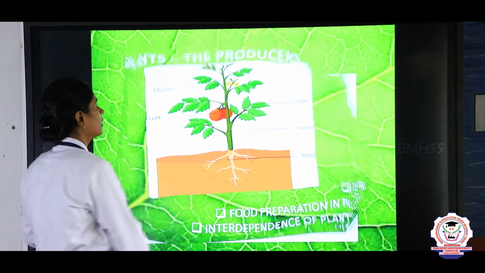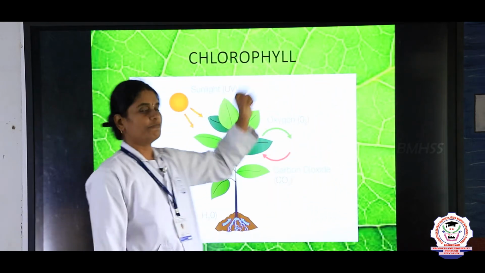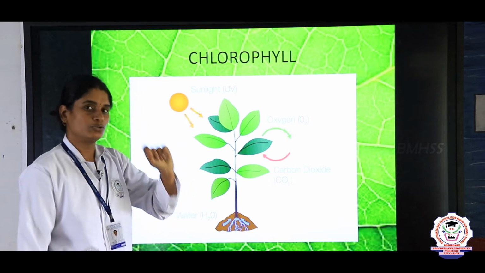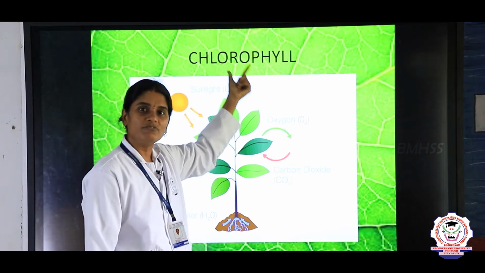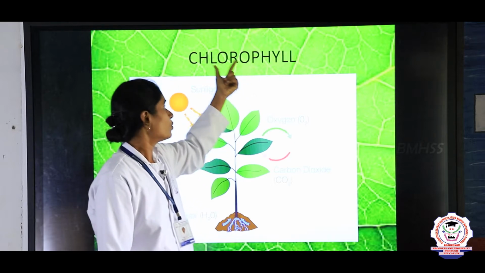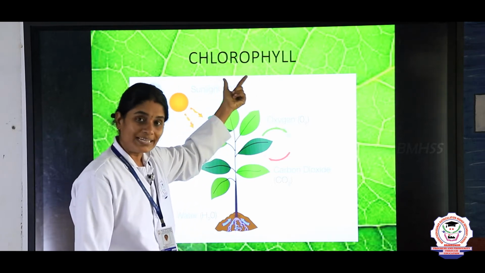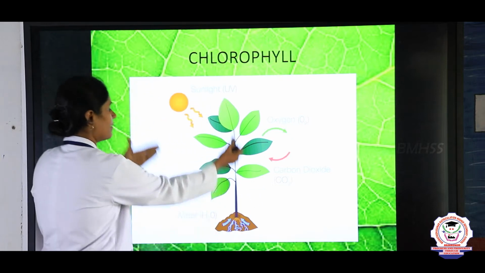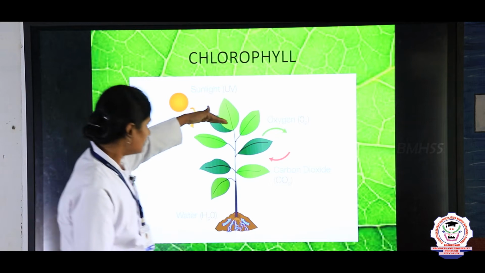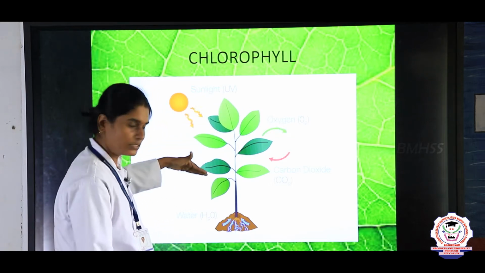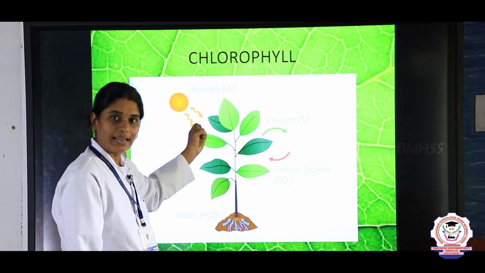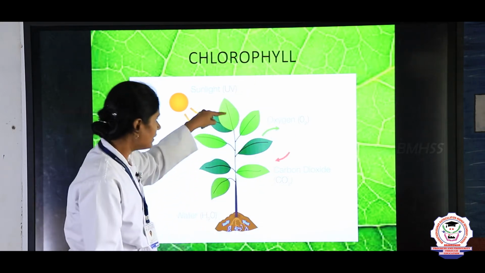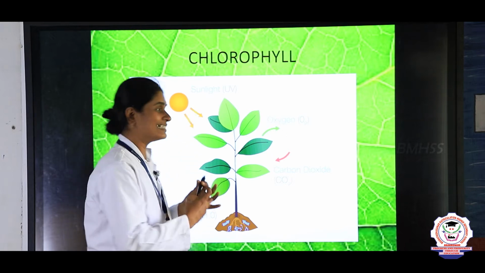Let us see chlorophyll. This is a pigment present in the leaf. In the first part you saw it is a green pigment present in the leaf. It is one of the raw materials that the plants use to prepare food. You can see a plant here with leaves. The leaves absorb sunlight through the pigment called chlorophyll.